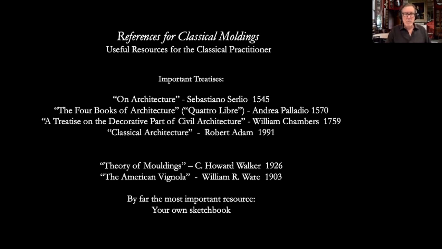Then we go to some more modern books. The first one is The Theory of Moldings from 1926 by C. Howard Walker. It's a bit of a rare book, but you can find it. But it's the only book that I know that is dedicated solely to a discussion of moldings and the theory of moldings. It's very, very interesting.